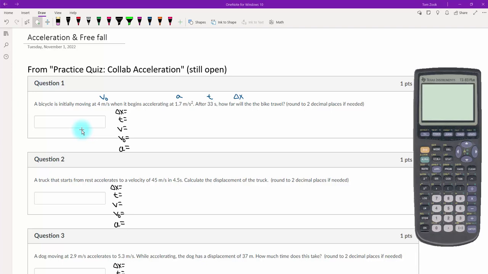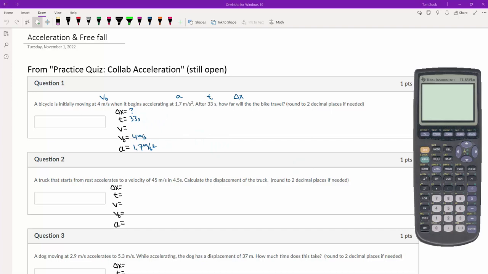But we do want to have a list of variables so that we can very quickly see what it is that we're missing and select the correct equation. So in this case, I would have a question mark for my delta x, 33 seconds, original velocity 4, and acceleration 1.7. In this case, we're looking for an equation that has displacement, but it does not include the final velocity.